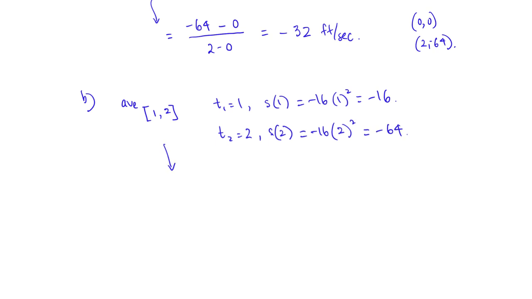And so the average speed is the ending minus the beginning over the time elapsed. There's only 1 second here. Computing this, we have negative 48 over 1, or negative 48. The unit is feet per second. What this means is that on average, between t equals 1 and t equals 2, the rock is falling at the rate of negative 48 feet for every second.